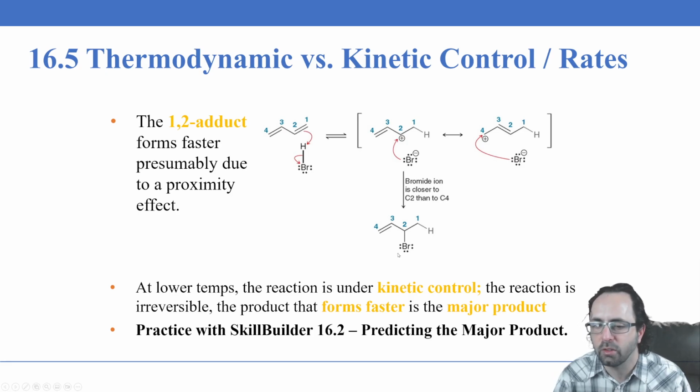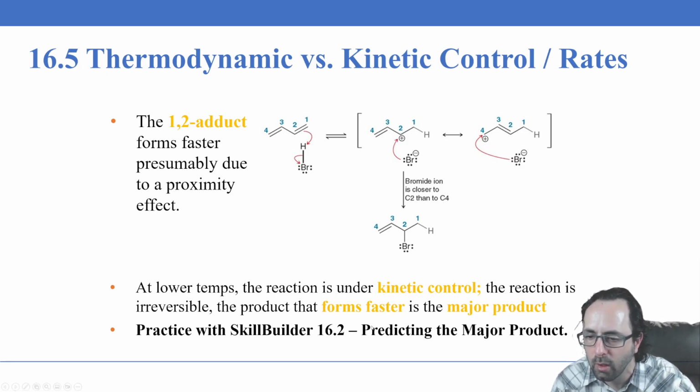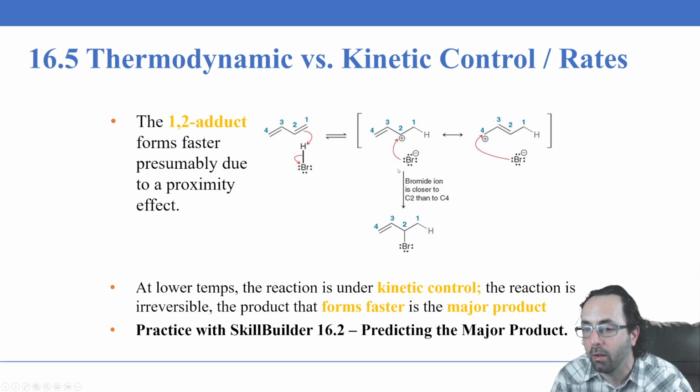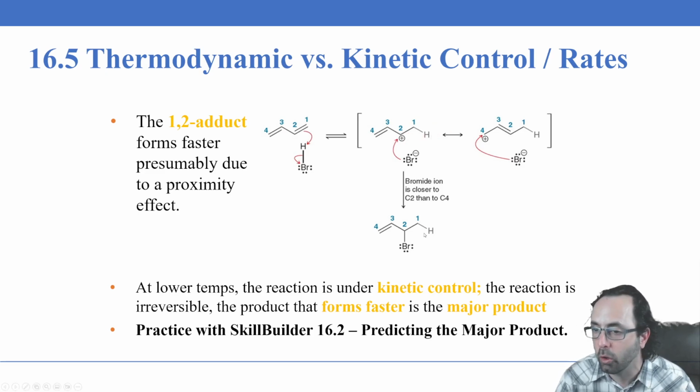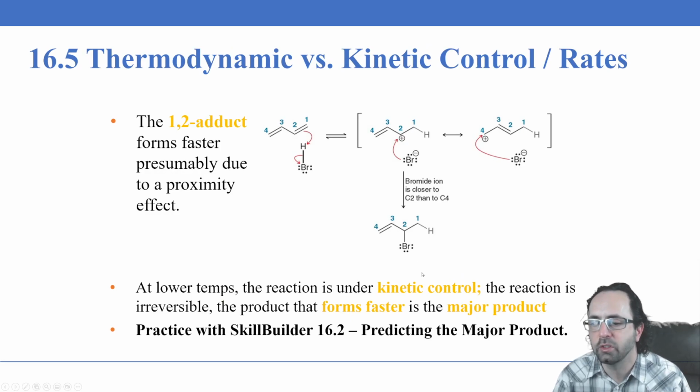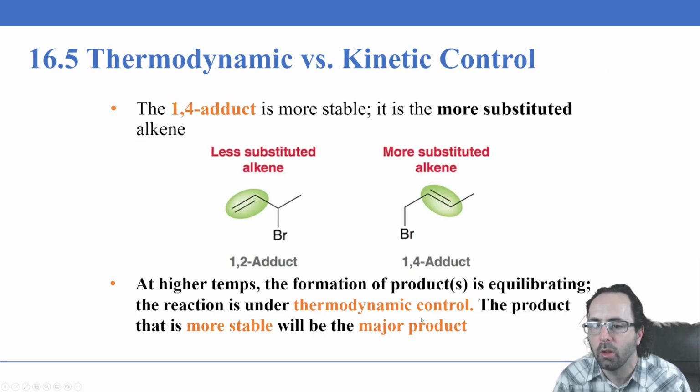So at lower temperatures, the reaction is under kinetic control. The reaction is more irreversible, and it's just going to produce that product that will result from the nucleophilic attack on the original carbon at the second position, right next to where the deprotonation happened. At higher temperatures, it will be under thermodynamic control, producing the more stable product, as I mentioned previously.